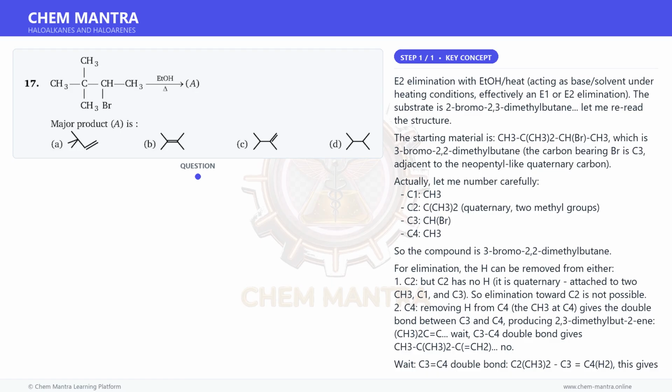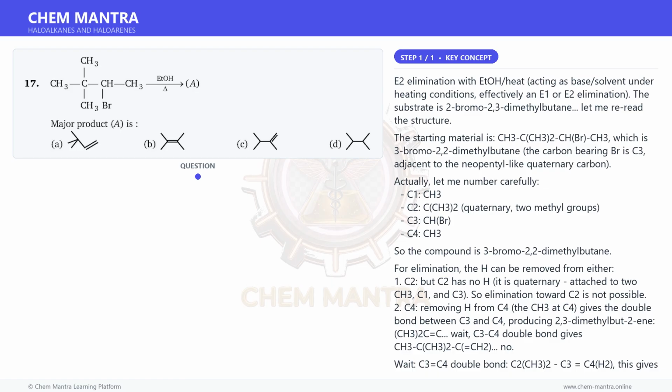This suggests a carbocation rearrangement occurs. Under EtOH and heat, E1 conditions apply. The secondary carbocation at C3 can rearrange via a 1,2-methyl shift from C2 to C3, giving a tertiary carbocation at C2. From this tertiary carbocation at C2, elimination of H from C1, CH3, or C3 gives the more substituted alkene.